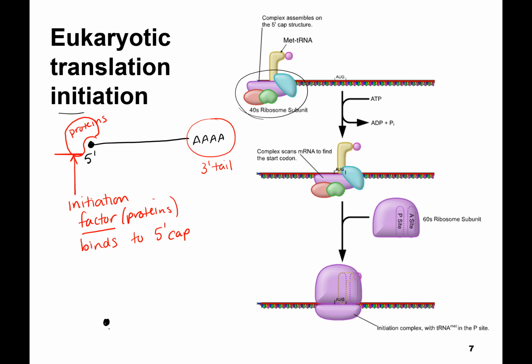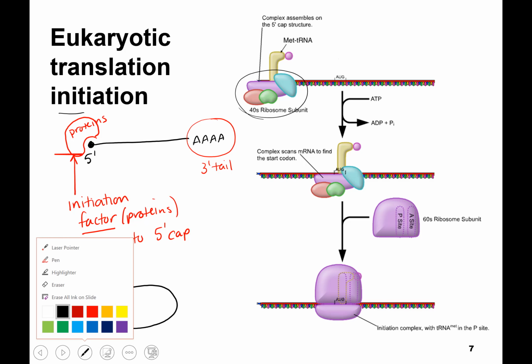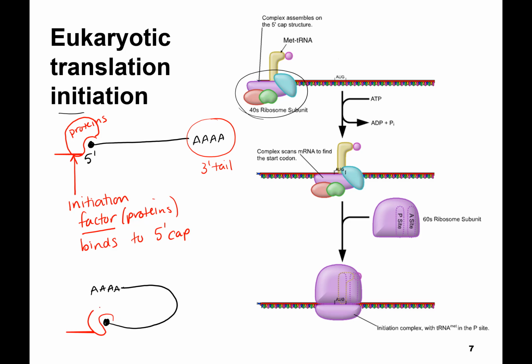You have your 5' cap, you have your poly A tail, and you have these cap binding proteins that bind here, and you have other proteins that bind the poly A tail, and they have to interact together to bring on the ribosome. So I'm going to put the part of the ribosome right here.